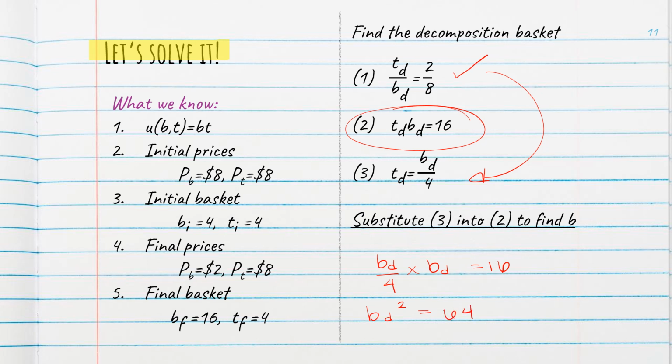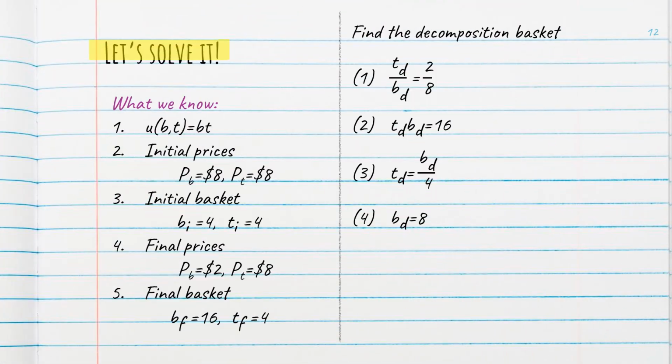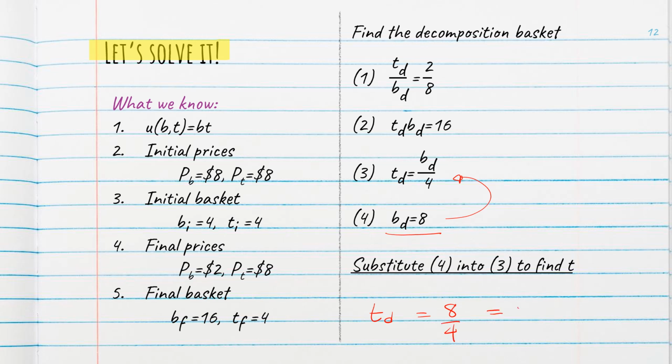And then I want to solve for BD. So how do I get rid of the square term? I raise both sides of the equation to the 1/2 power, or the 0.5 power if you prefer. So I find out that the decomposition choice of B is equal to the square root of 64, which is 8. We're going to call this equation 4. Now that we know that the decomposition choice of B is 8, all that's left is to substitute equation 4 into 3, and that's going to allow us to solve for the decomposition amount of Turkish coffee. So TD is equal to 8 divided by 4, which is 2.